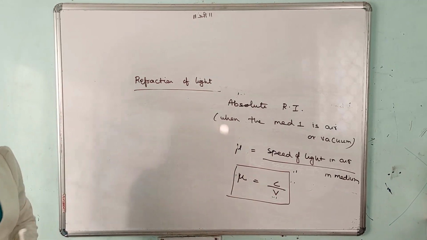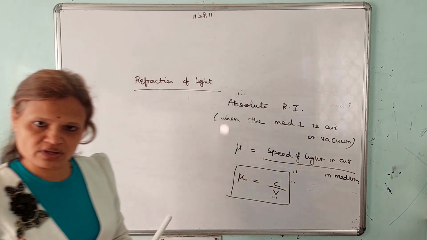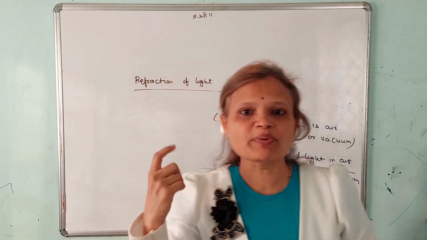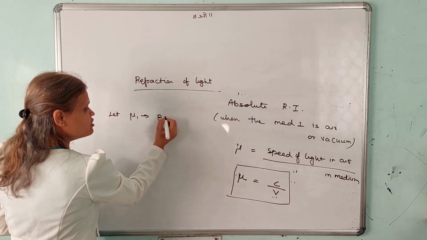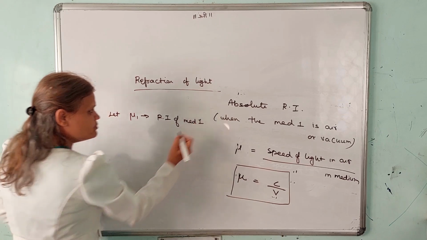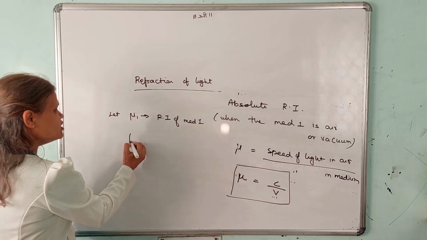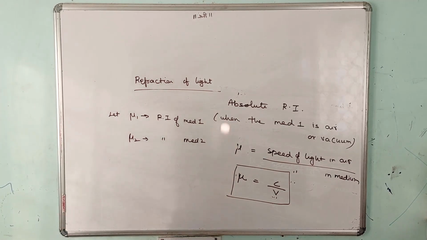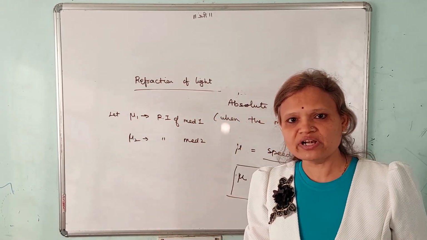Now suppose medium 1 and medium 2 are two different media, rarer and denser. Then they also have their own refractive index with respect to air. So suppose mu1 is the refractive index of medium 1 with respect to air, and mu2 is the refractive index of medium 2 with respect to air. It means medium 1 and medium 2 are not air in this case. There are some other media like glass and water, and they have their refractive index that will be a constant with respect to air.